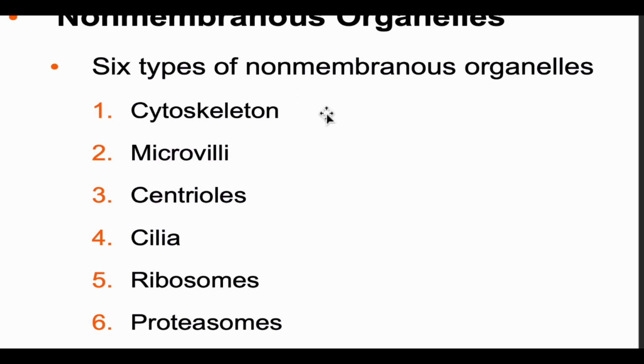Now, let's look at some of these non-membranous organelles first. We have six that we're going to be talking about in this lecture, and we'll look at each one in detail. Again, remember, non-membranous organelles are not surrounded by a membrane. They are in direct contact with the cytosol. We're going to be looking at the cytoskeleton, microvilli, centrioles, cilia, ribosomes, and proteasomes.